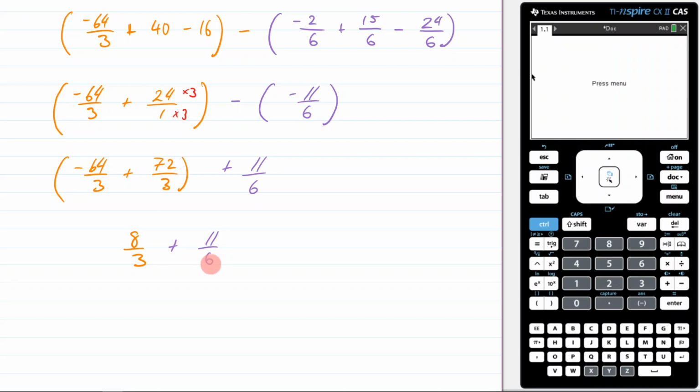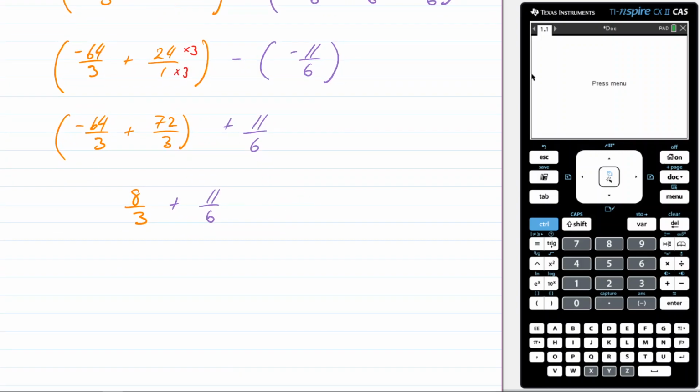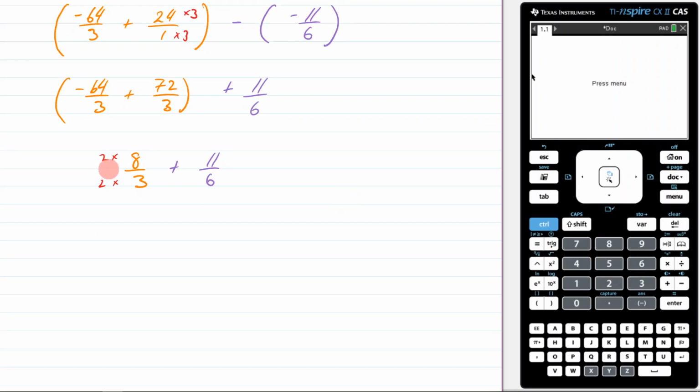I reckon we go back to black because I'm about to join these together. Before I join them together, I have to do one thing, and that is I'm going to have to times this by 2 to get common denominators. This one: 2 times 8 is 16. This is 6 plus 11 on 6. My answer, people, is going to be 27 on 6, which can then be further simplified. I can divide the top and the bottom by 3.